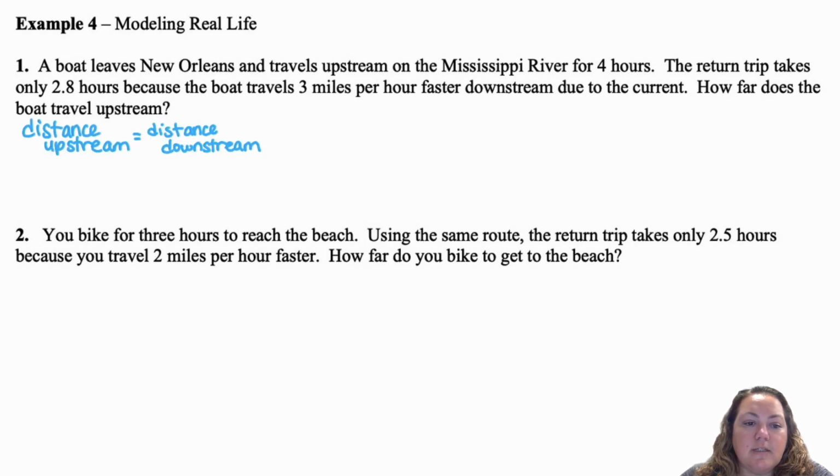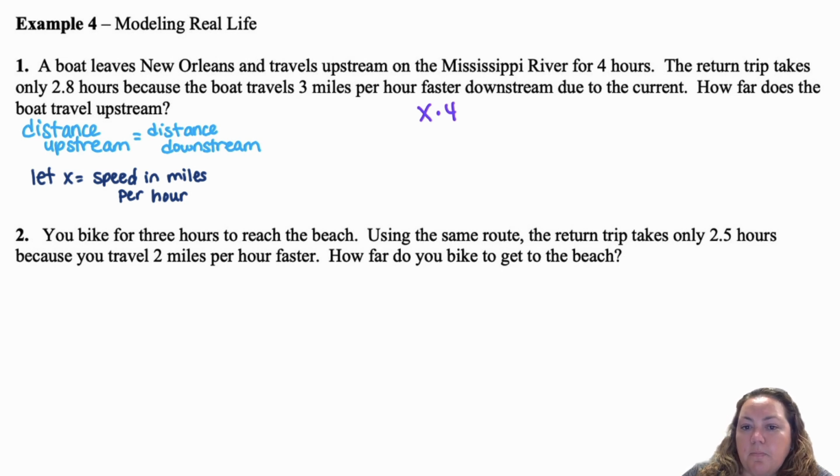All right, so distance upstream is equal to the distance downstream. The distance it's traveling is the same, but the speed is different. We're going to let x equal the speed in miles per hour. So x times 4 hours. So a boat leaves New Orleans and travels upstream on the Mississippi for 4 hours, so it's going whatever speed it's going for 4 hours. The return trip only takes 2.8 hours, but the boat travels 3 miles per hour faster. So whatever speed plus 3 miles per hour times 2.8.